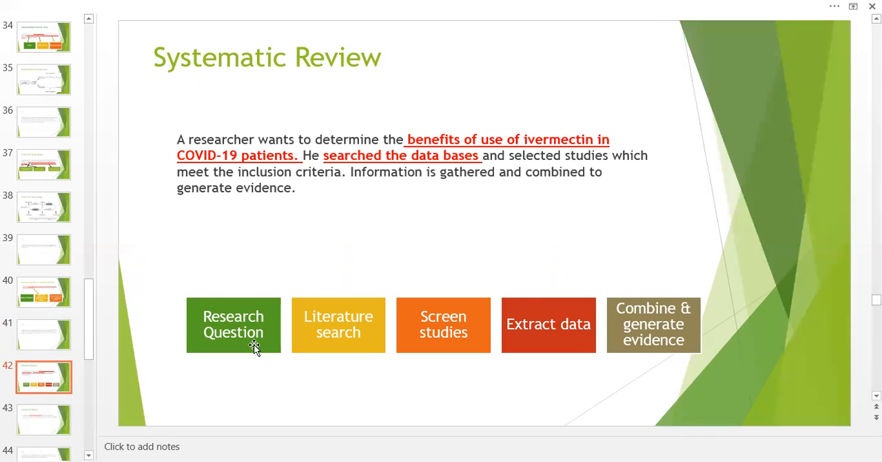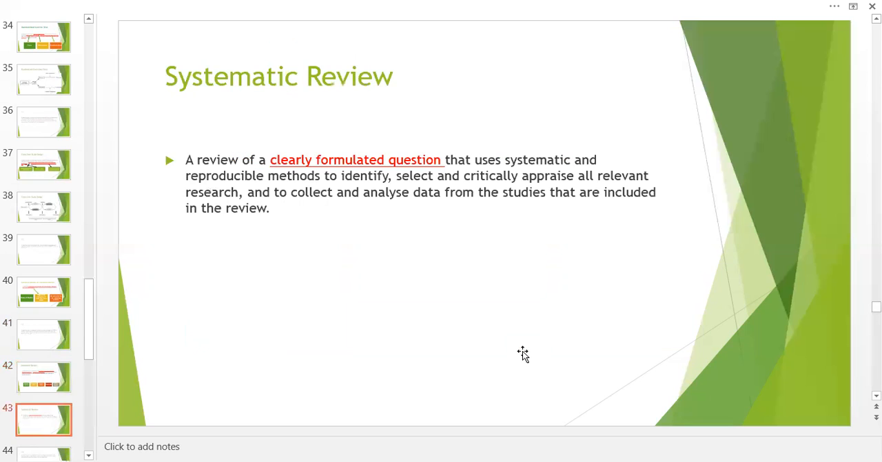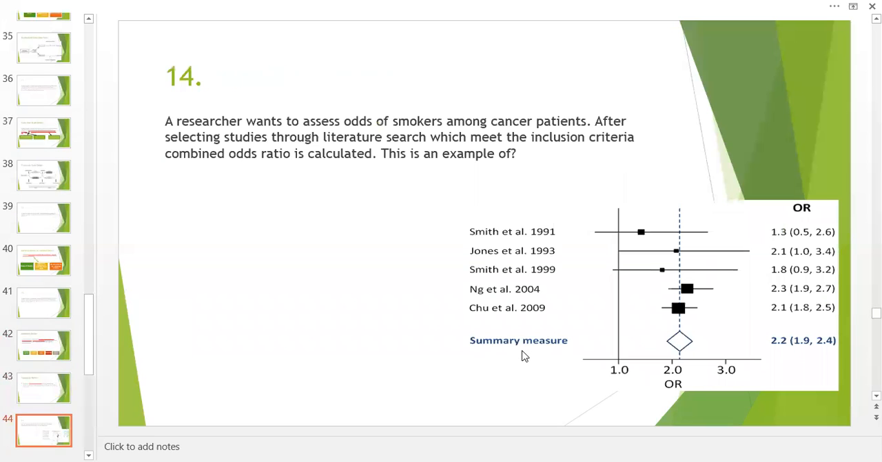In a systematic review, there is a well-defined research question, which is benefits of use of ivermectin in COVID-19 patients. After that, literature search is done. We screen the studies, extract data, and combine and generate evidence. A systematic review is a review of a clearly formulated question that uses systematic and reproducible methods to identify, select, and critically appraise all relevant research, and to collect and analyze data from studies that are included in the review.